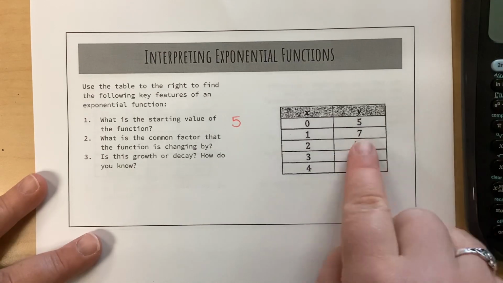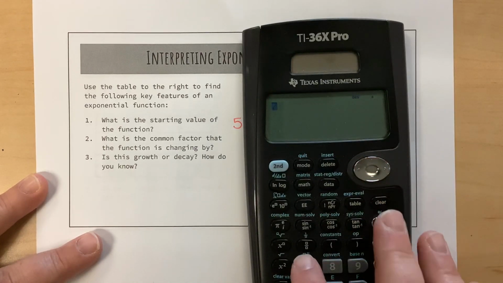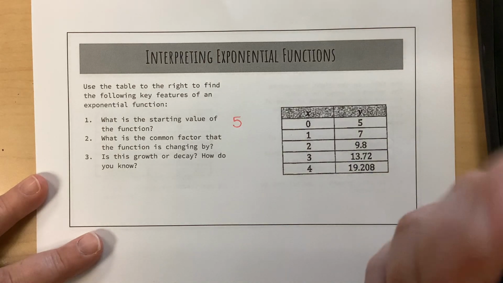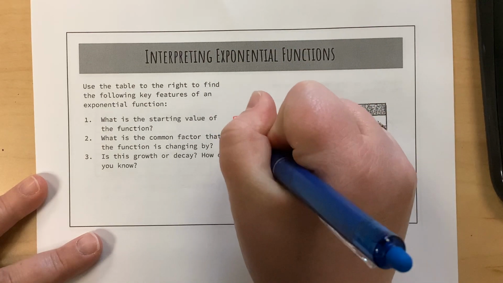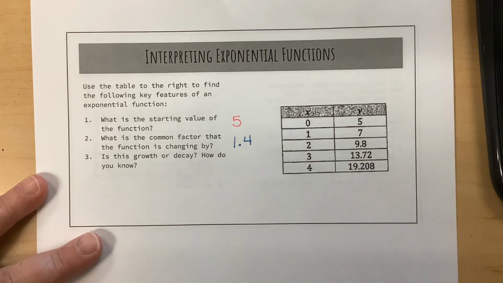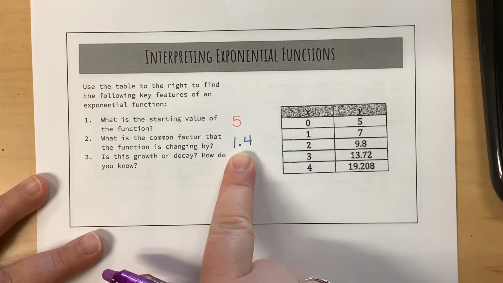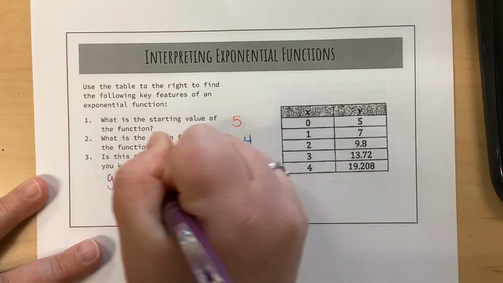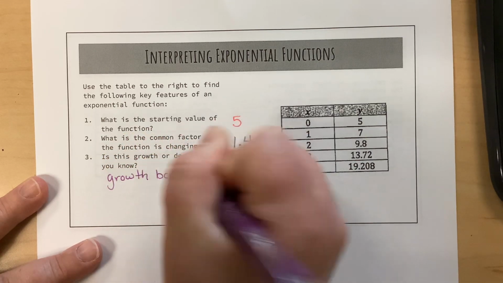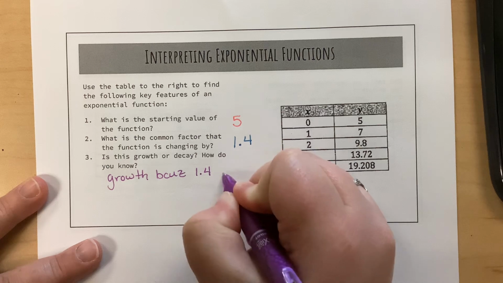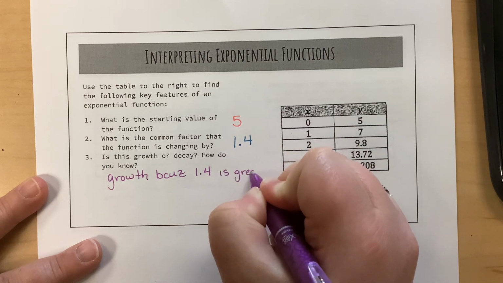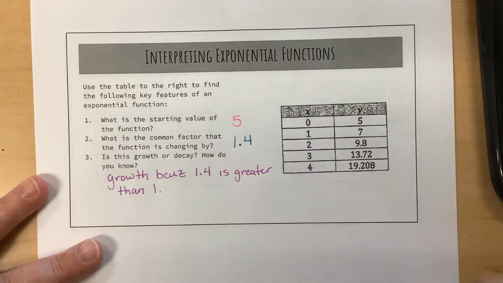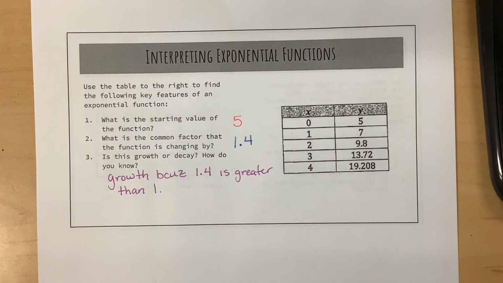I'm going to do 7 divided by 5. So 7 divided by 5 is 1.4. So we're going to put 1.4 right here. And then lastly, is this growth or decay? Well, 1.4 is greater than 1, so this is going to be growth because 1.4 is greater than 1. That's it. Let's try another.